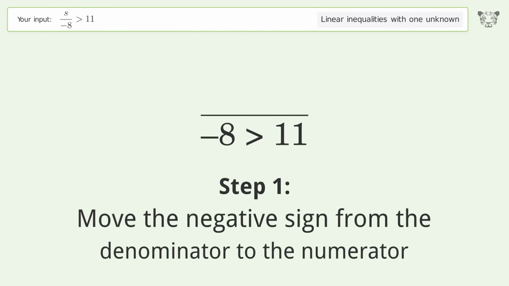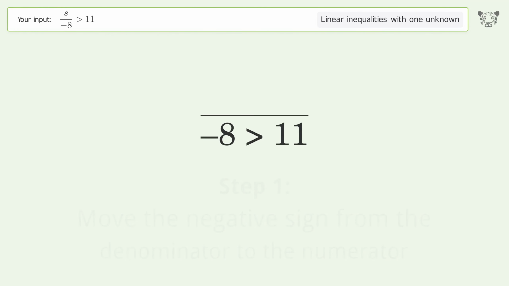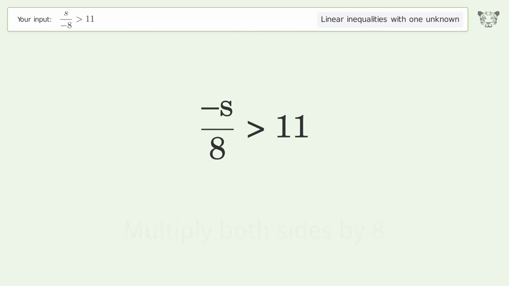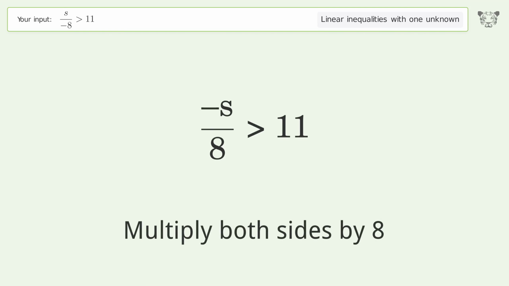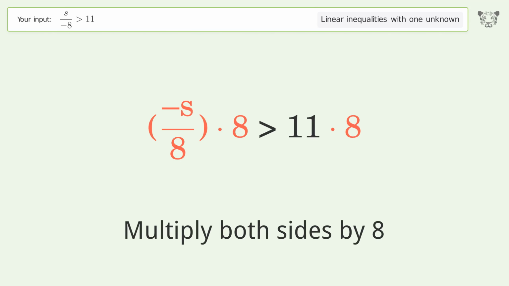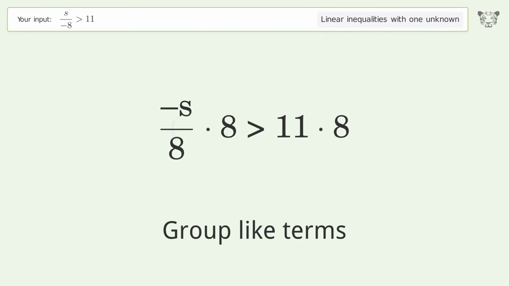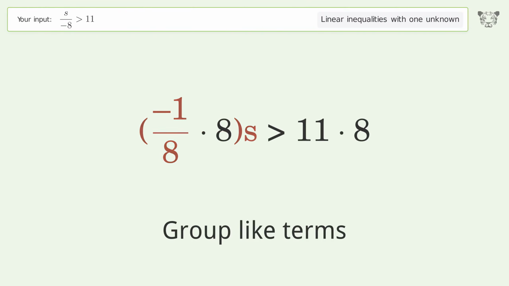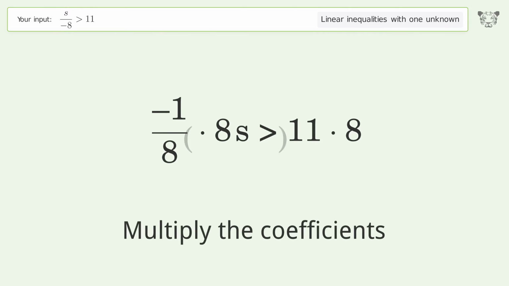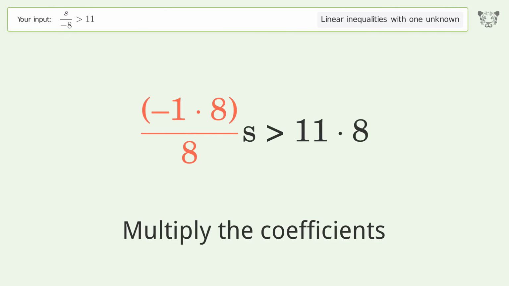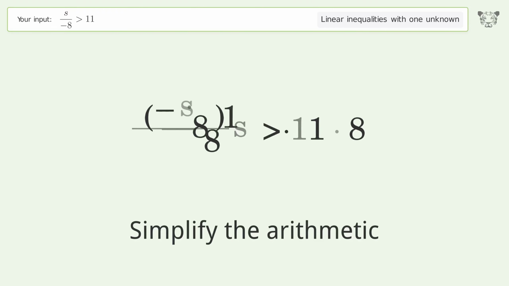Move the negative sign from the denominator to the numerator. Isolate the s. Multiply both sides by 8. Group like terms. Multiply the coefficients. Simplify the arithmetic.